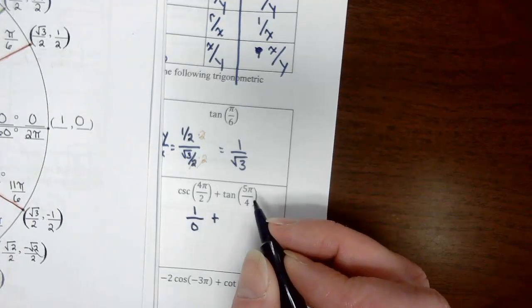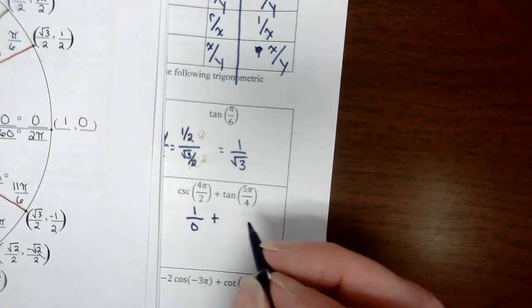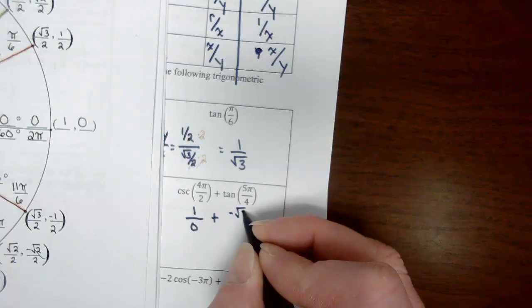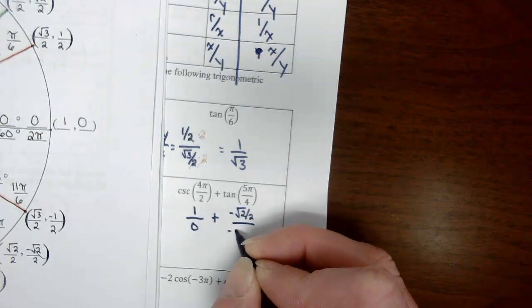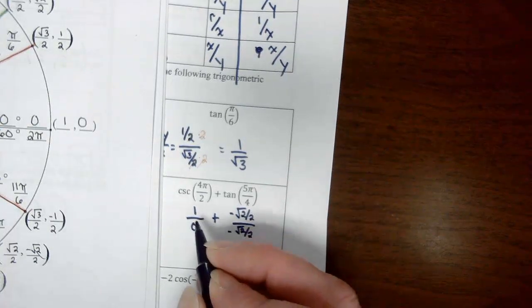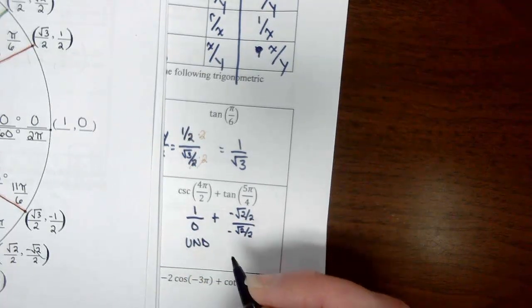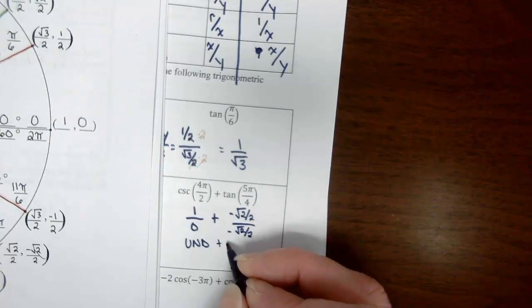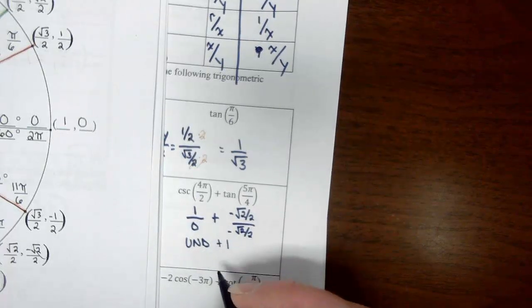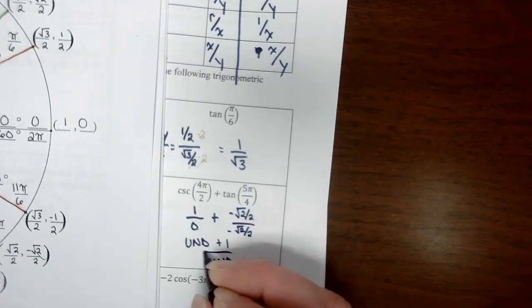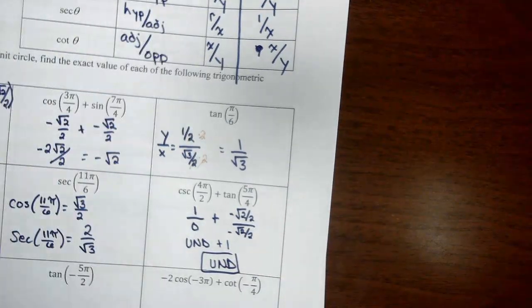And then tangent of 5 pi over 4, the y value is negative square root of 2 over 2. The x value is negative square root of 2 over 2. Now this one is undefined. And this would just be a positive 1. But if I have something undefined, the whole thing is undefined.